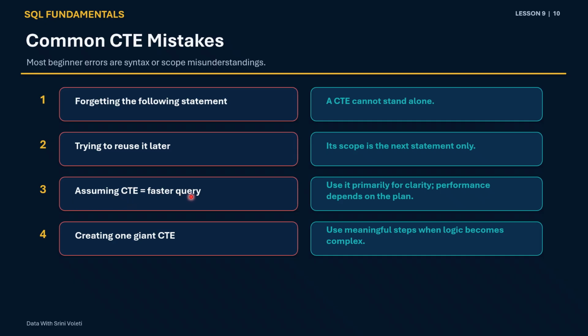Assuming a CTE automatically makes SQL faster. It does not. CTE syntax primarily gives us a way to organize the query. For performance, measure. Look at the execution plan, look at the logical reads, look at indexes, look at row counts, look at whether predicates are selective, look at whether large intermediate work is being repeated. Never choose syntax based on the performance myth.